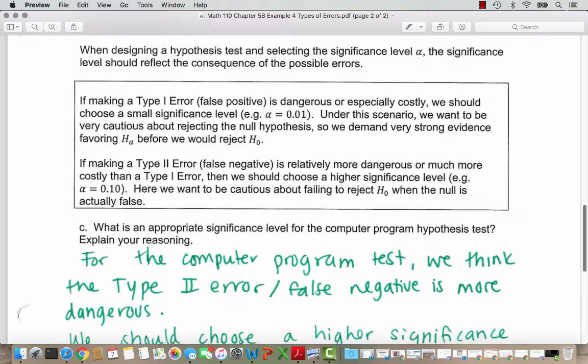If making a type 2 error, a false negative, is relatively more dangerous or much more costly than a type 1 error, then we should choose a higher significance level. For example, alpha equals 0.10, so that would be at 10% significance level. Here we want to be cautious about failing to reject the null hypothesis when the null is actually false.